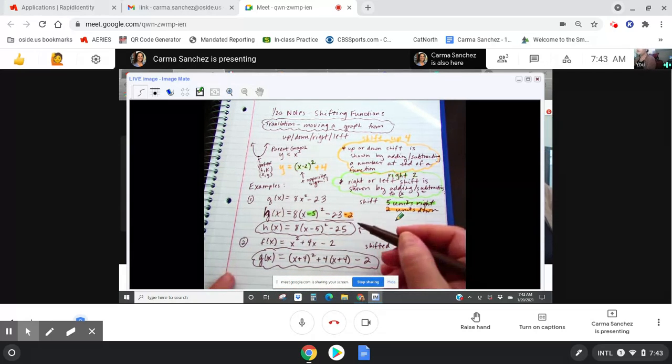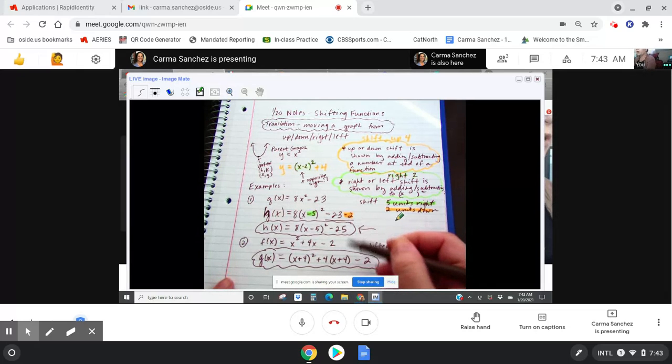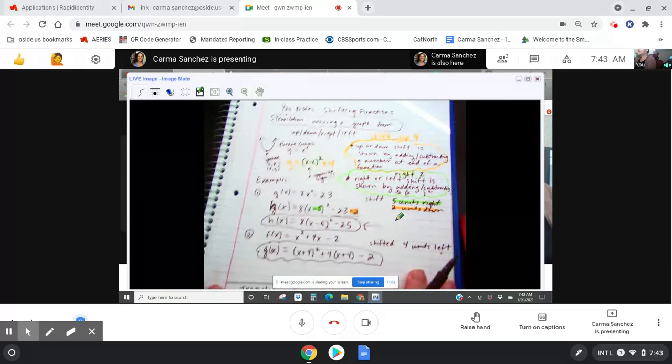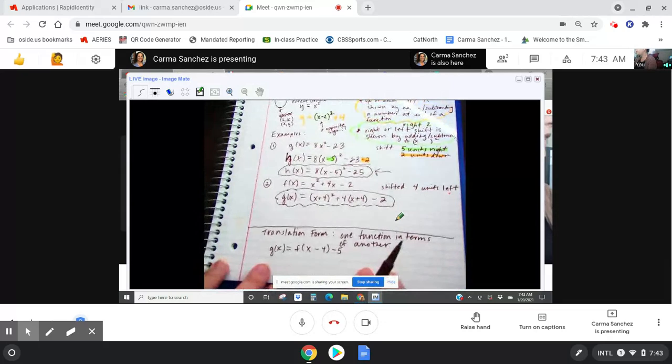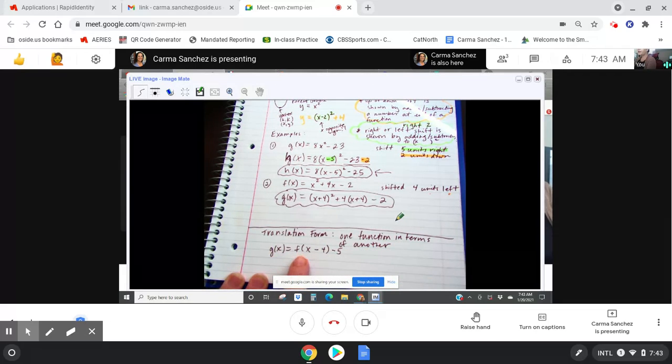Now, this is using explicit form of a quadratic. What if they ask us the same kinds of questions, but in translation form? Translation form is giving one function in terms of another function. So g of x in terms of f of x. So this is telling us that g of x is 4 units shifted from the x and 5 units shifted down. So we're going to write the words for this.